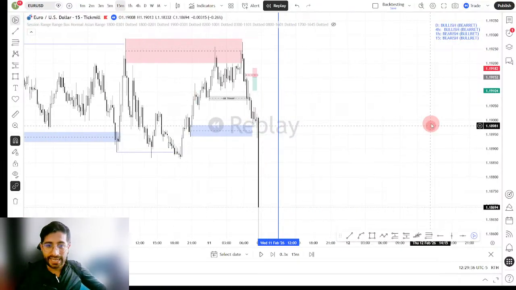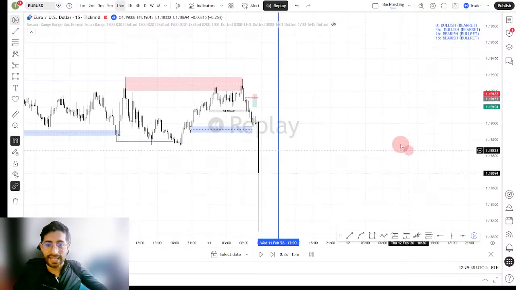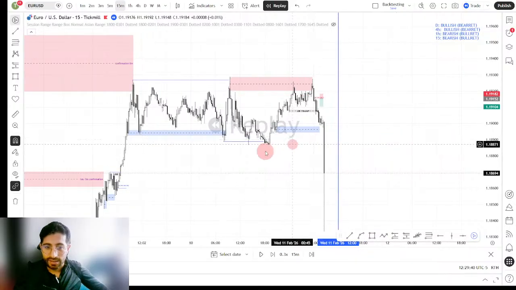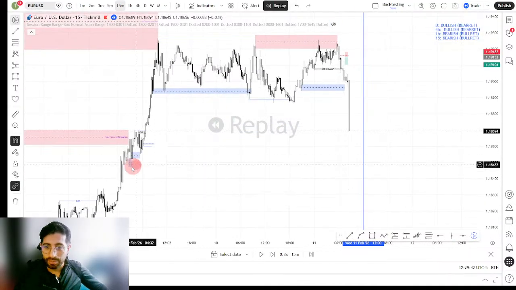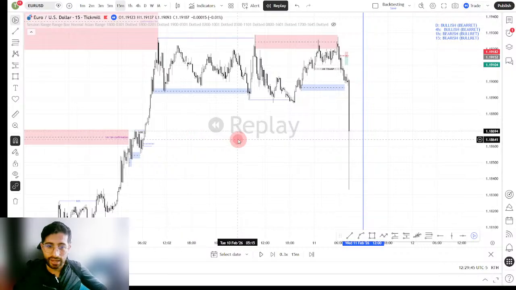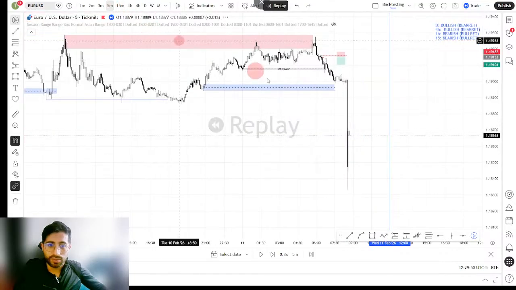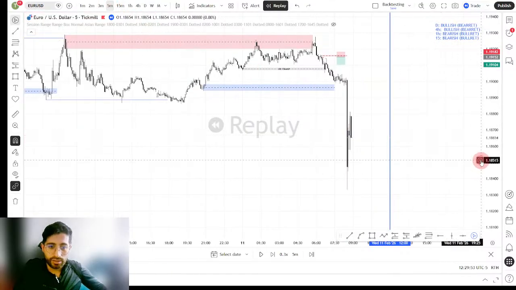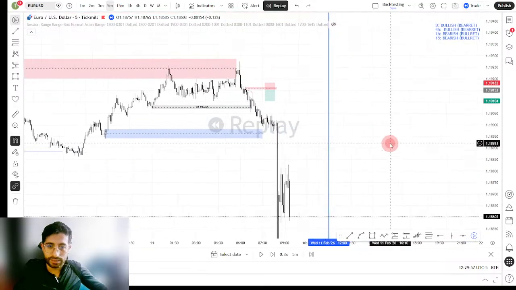Now, what's next? Patience. That's the word. Patience, friends. It took all the money of the people who were buying here, and now I think it will continue going down unless it opens our entry point area. Still is bearish, by the way.